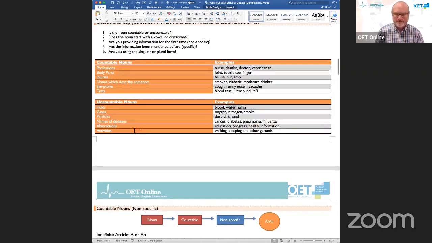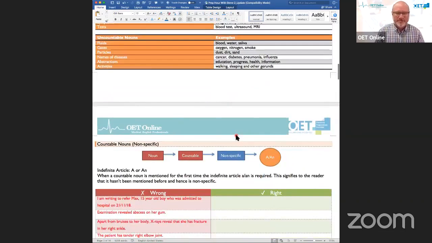They're uncountable. And then we get things which are abstract in nature. We can't physically touch them. Things like education. We don't say an education, we say education. Progress, the patient's progress, that's uncountable. Health is uncountable and information is uncountable. So things which are abstract, that you can't physically touch, are often uncountable. And then certain activities which we often use gerunds to describe, walking, sleeping, and so on. These are also uncountable. So rule number one, identify whether your noun is countable or uncountable.